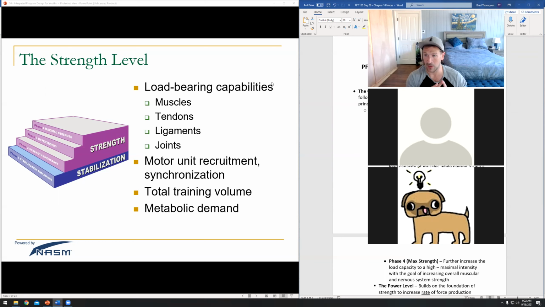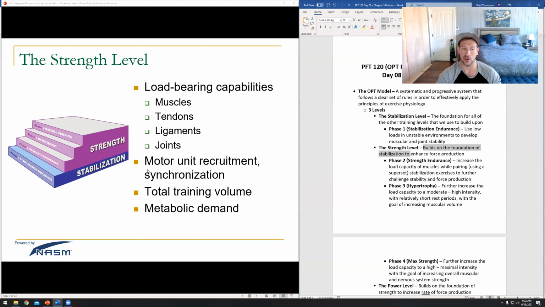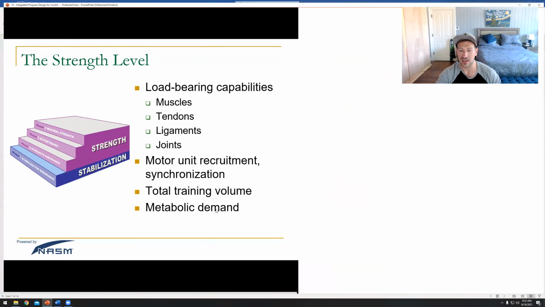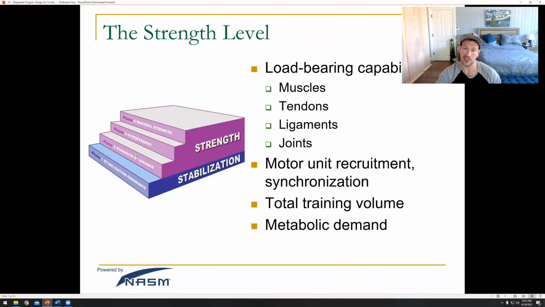So motor unit recruitment, motor unit synchronization, and motor unit firing rate. This is also through increasing your strength. We're going to increase our total training volume, which is going to be huge in the hypertrophy phase. We've got massive amounts of volume there, going for lots of muscle damage that is going to result in the most inflammation, which will hopefully turn around and result in the most muscle growth and size gains, right? And then the metabolic demand, we're further increasing that in the strength endurance phase, where you're doing the highest number of repetitions because you're doing supersets, right?